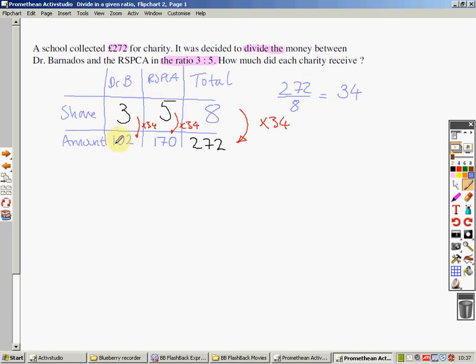I also know that 102 plus 170 does give me 272. So the question must be right. So I can now write that Dr. B actually gets, now really important to write the pound sign there, £102, and the RSPCA would receive £170.